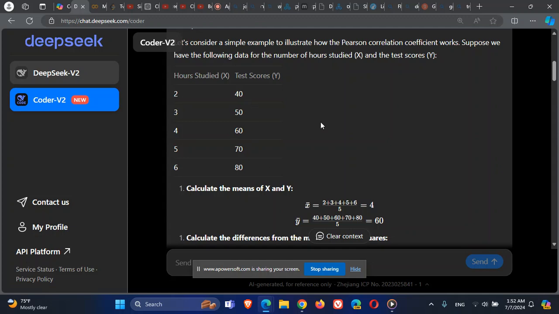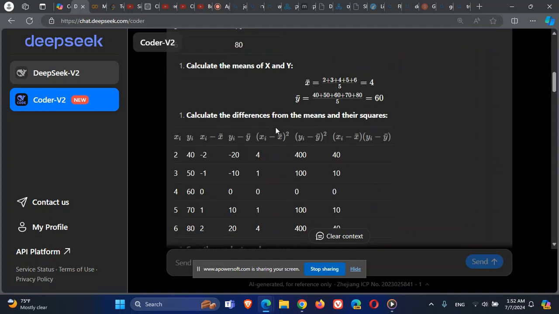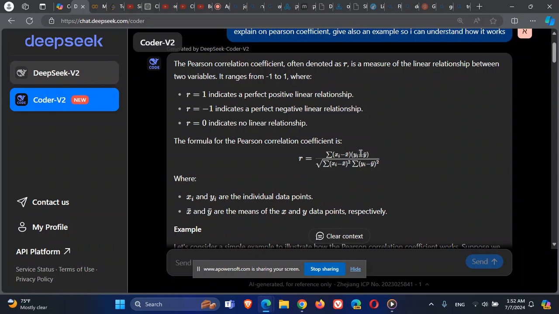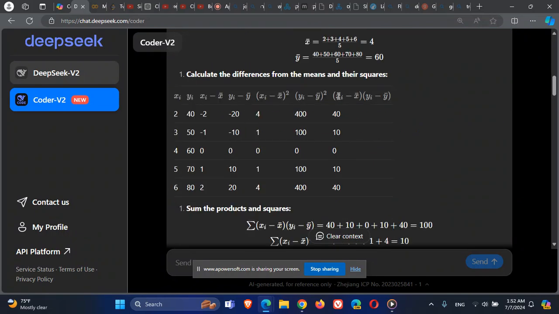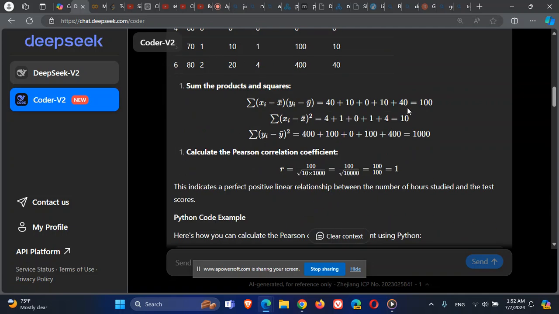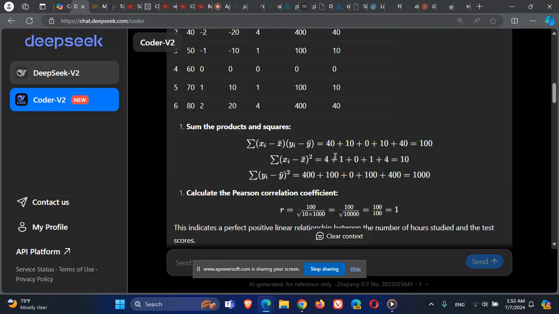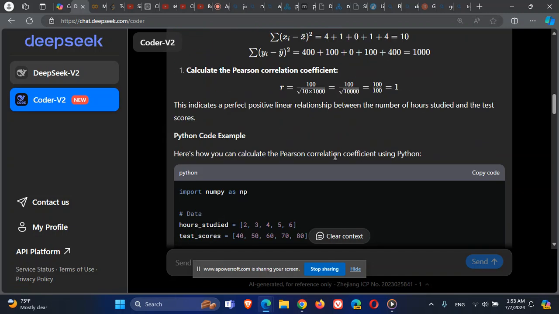When we calculate the means of x, the hours of study, and y, the test scores, we get this, and then we can calculate all those calculations. As you can see here, we did it, and when we calculate the numerator and the denominator of this Pearson coefficient of correlation, we get 1. As we expected, there is a very positive linear, maybe complete linear relationship.